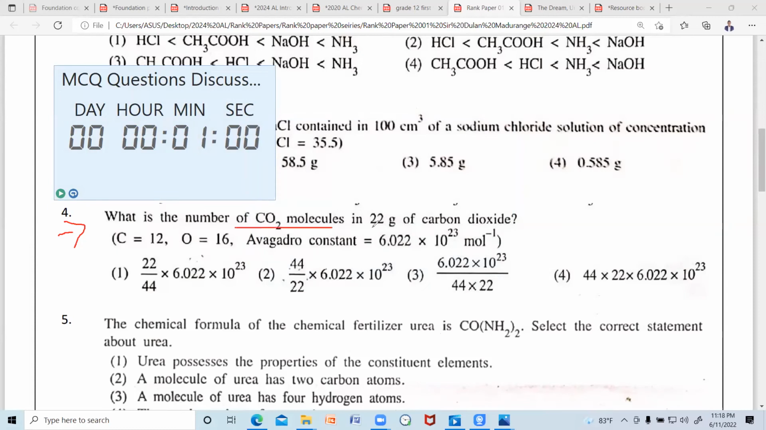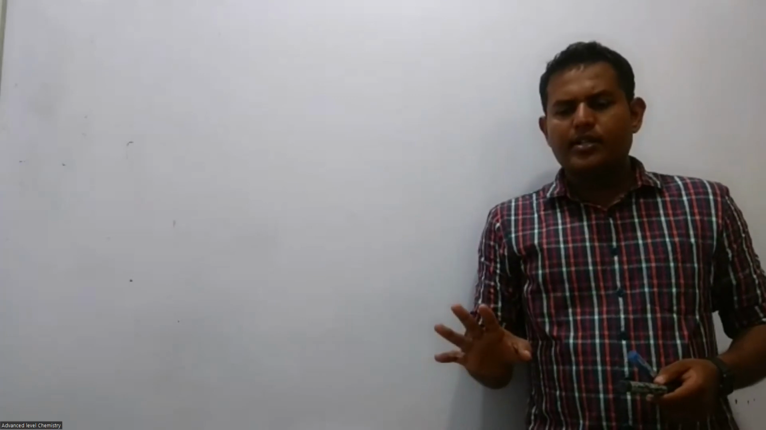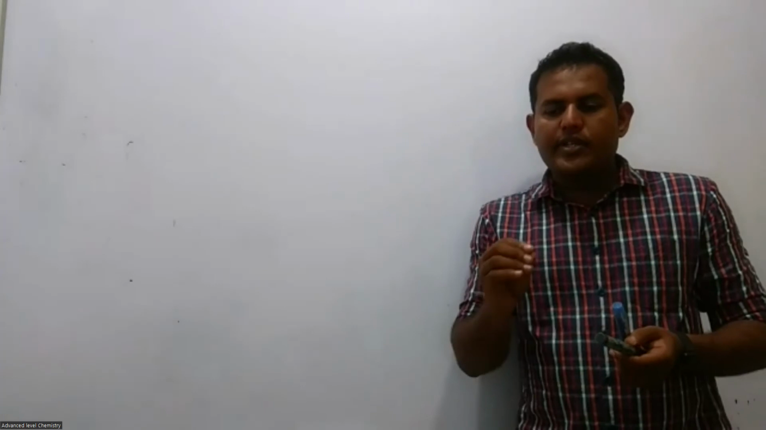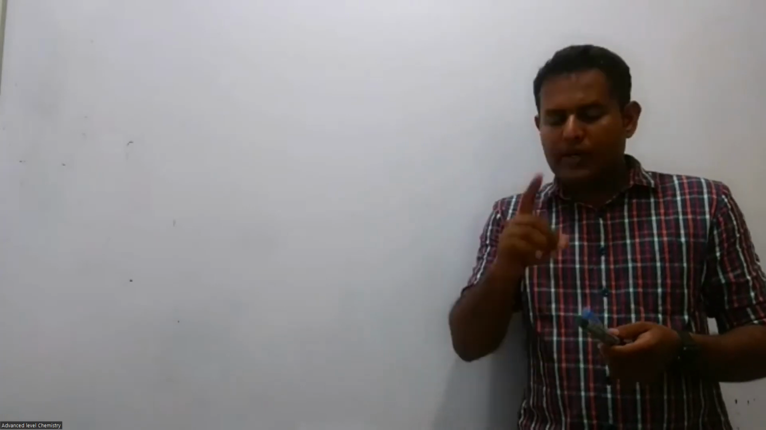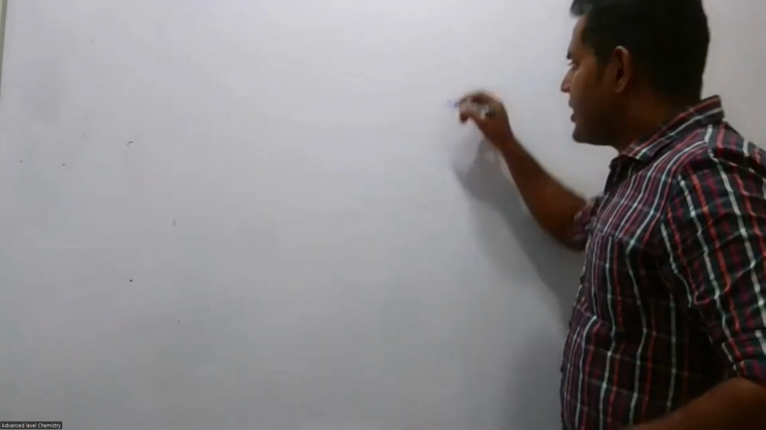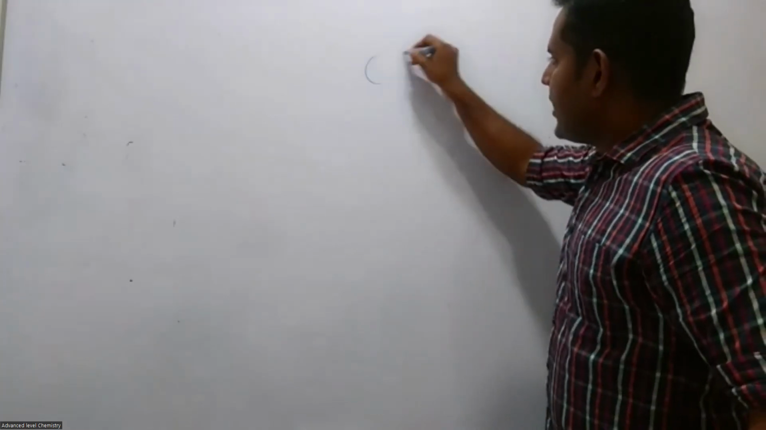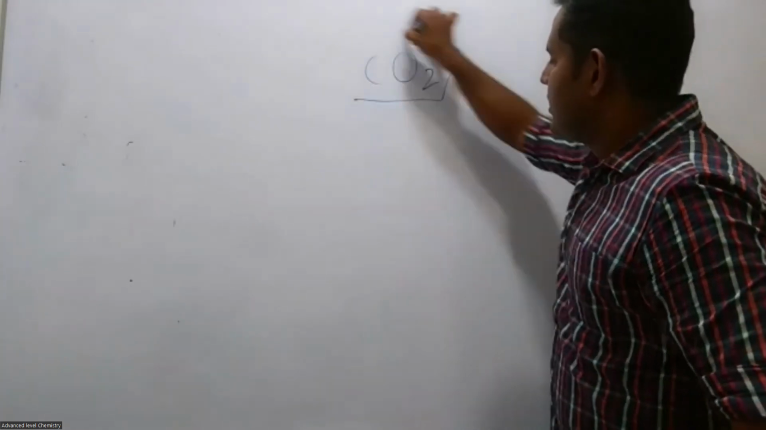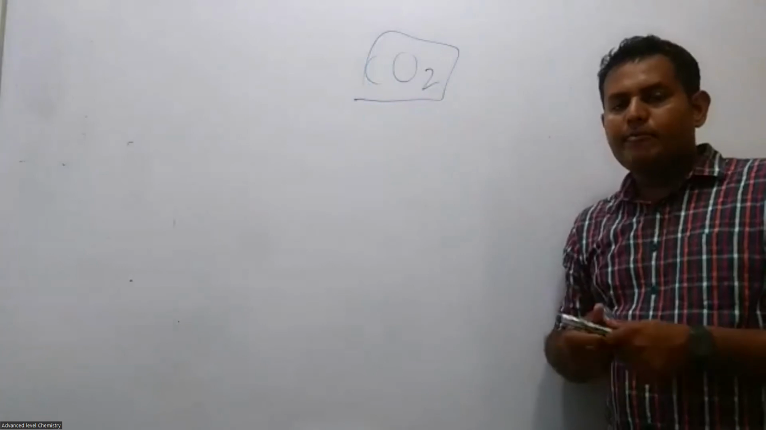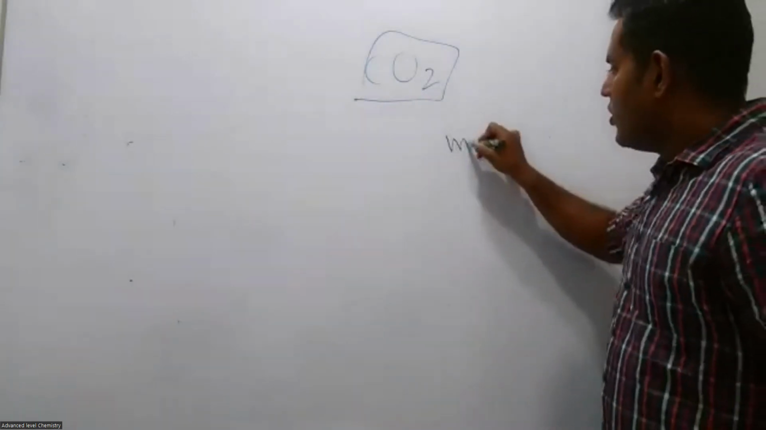What is the number of carbon dioxide molecules in 22 grams of carbon dioxide? Now I'll explain the concept of this. I'm not using n equal to small n over capital N. I know you have learned that equation in your O levels, and that equation is based on the column method. Now see the concept.